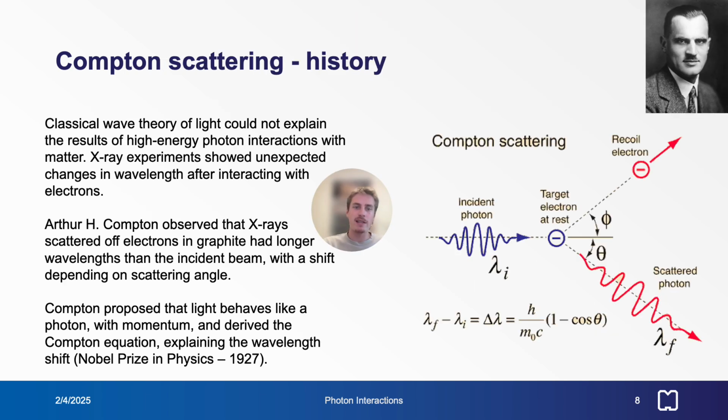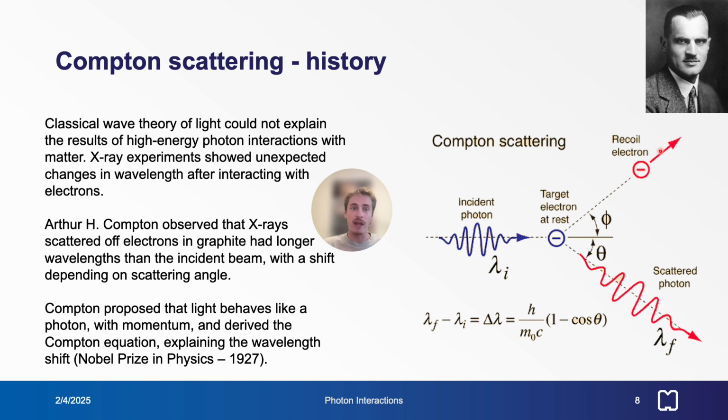So, the next interaction of interest is Compton scattering. In this case, classical wave theory of light couldn't explain the results of high-energy photon interactions with matter. X-ray experiments showed unexpected changes in wavelength after interacting with electrons.